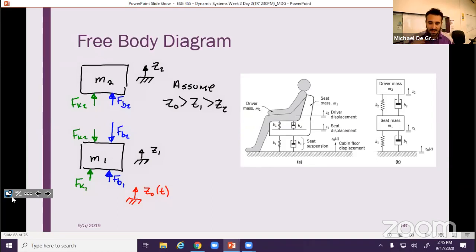What do we have? Well, I've got positive FK1, I've got positive FB1, I've got negative FB2, and negative FK2, right? And I don't think we're going to have enough time to finish this one, so we'll get as far as we can.